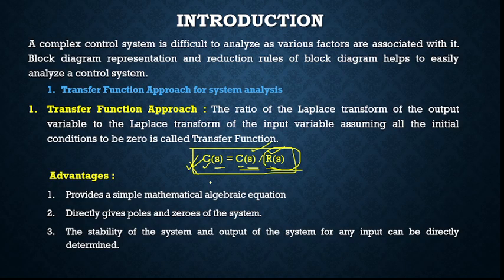Whenever you are finding out the transfer function of the system, you will come to know what the output is. From that output you can predict the input also, and from the transfer function you will come to know the poles and zeros, which will help you find out the system stability and other analyzing parameters of the control system. That is the advantage of the transfer function approach.